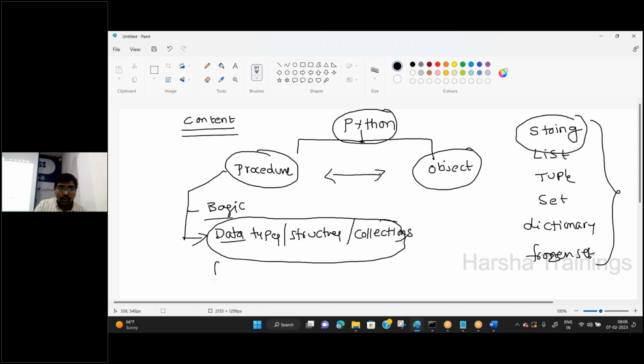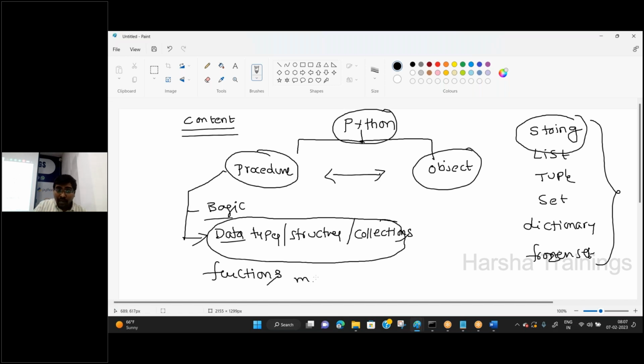Along with that, we also discuss the concept of functions. Here I am giving only the broad content, not in depth. Function: what is a function, what are the different types of parameters, what are the different ways to pass the parameters to the function. Along with that, we also discuss different types of functions. Anonymous function, that means the function without any name. Anonymous functions are also called lambda functions, everything.